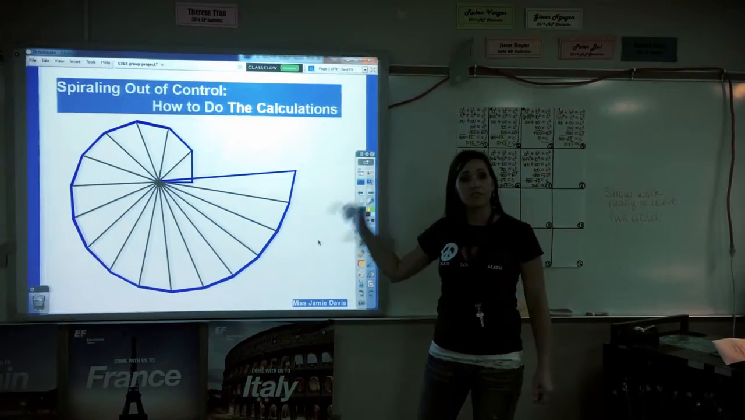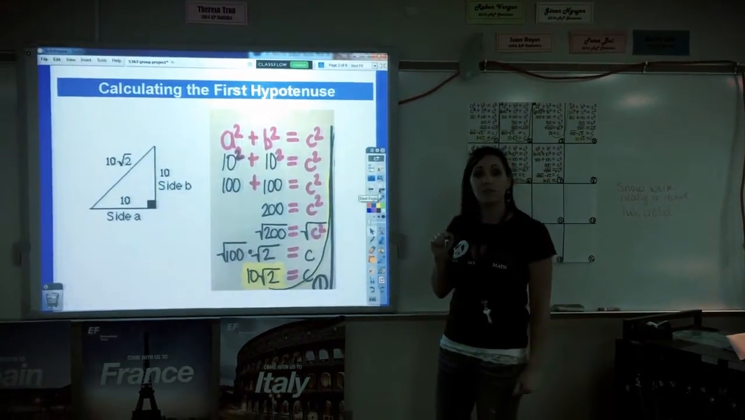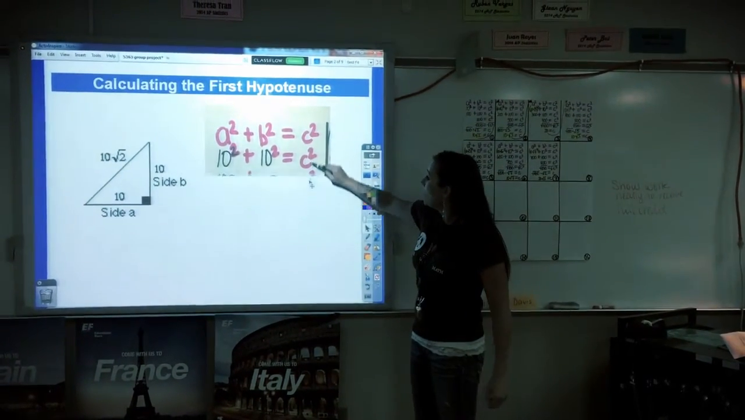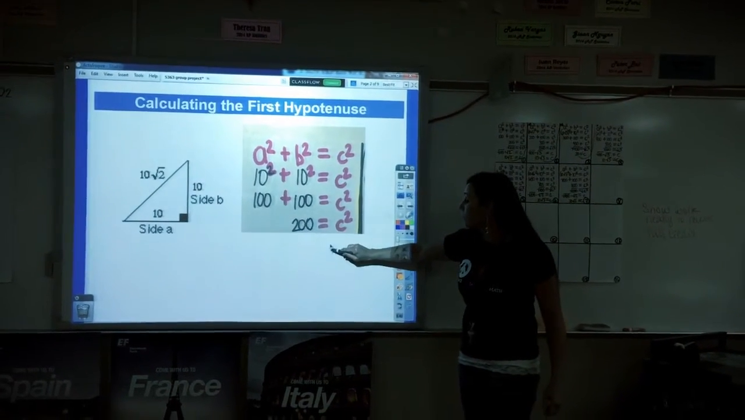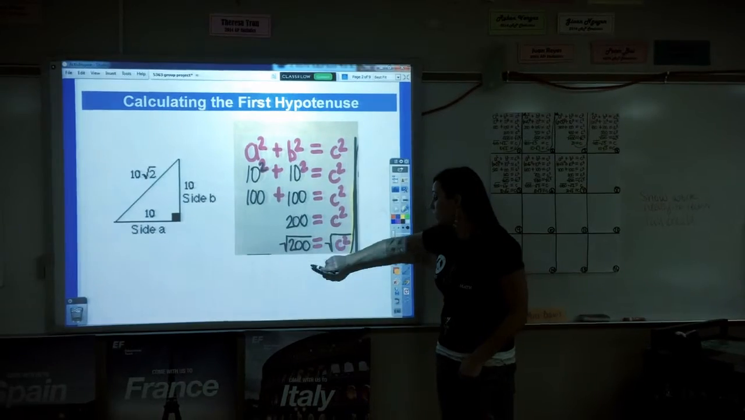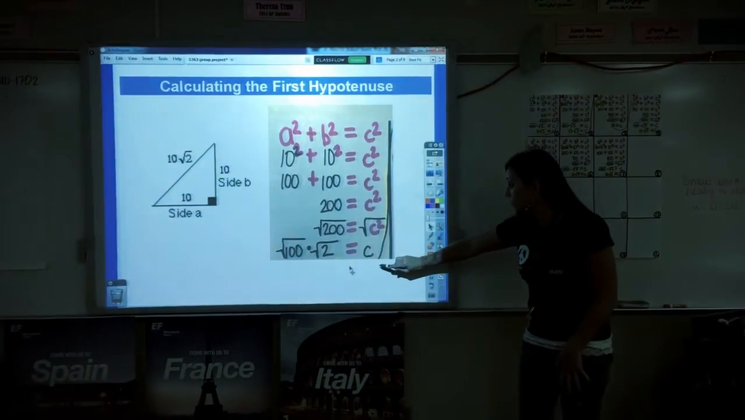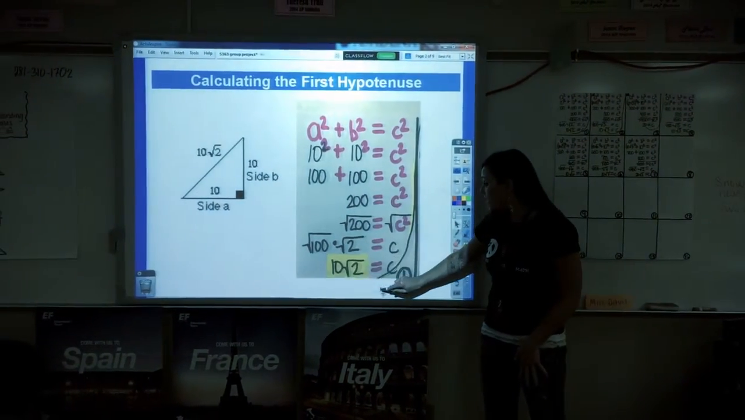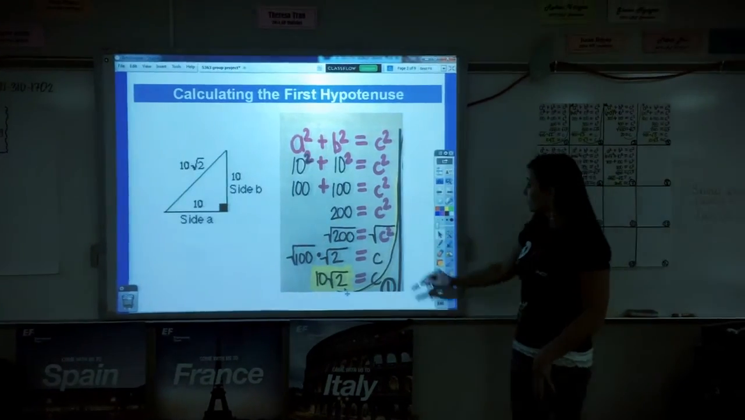Now that you have drawn all 17 triangles, it's time to calculate the hypotenuse for each. To do this, we will use the Pythagorean theorem. You'll put the two 10-centimeter legs in and work through the Pythagorean theorem. When you get to the square root of 200, don't just estimate that. You need to simplify that radical by breaking it up into the square root of 100 times the square root of 2. Square root of 100 is 10, and so we can write that as 10 square roots of 2.